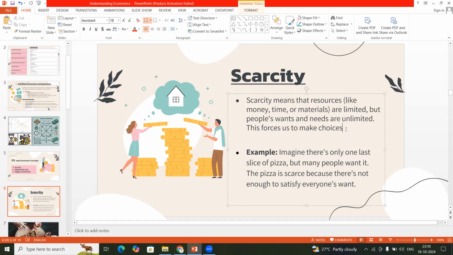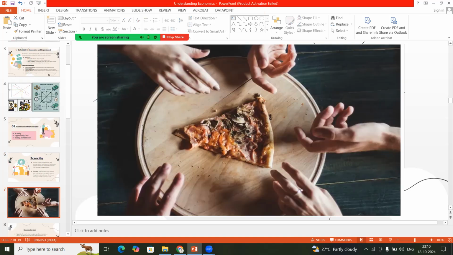Fine. For example, there is only one last slice of pizza, but many people want it. The pizza is scarce because there's not enough to satisfy everyone's want. Sorry, one pizza slice is left. But there are many hands to take it, and only one can get it. So this is the limitation. Fine. Next, as you can see in this diagram, in this image.